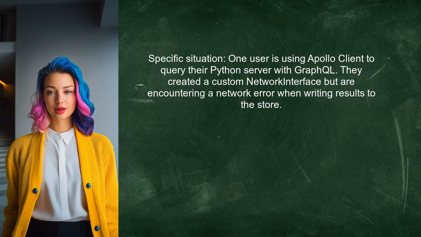Let's break down the specific situation. One user reached out saying they are using Apollo Client to query their Python server with GraphQL. They created a custom network interface, but are still encountering a network error when trying to write results to the store. Sound familiar? Let's explore this together.